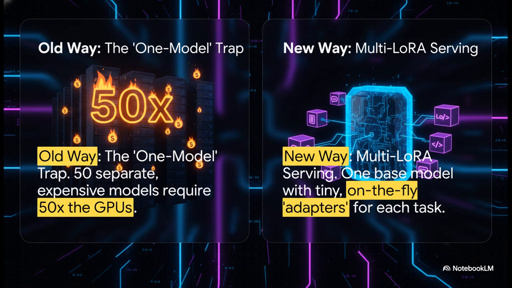So here's how we escape that one model trap. On the left, you see the old way, right? 50 tasks means 50 giant models, 50 GPUs, just a financial nightmare. But the new way, you run one base model, just one. And then for each special task, you just load up these tiny little adapter files called a LoRA. They just click into place, kind of like a plug-in, and give the main model its new superpower.